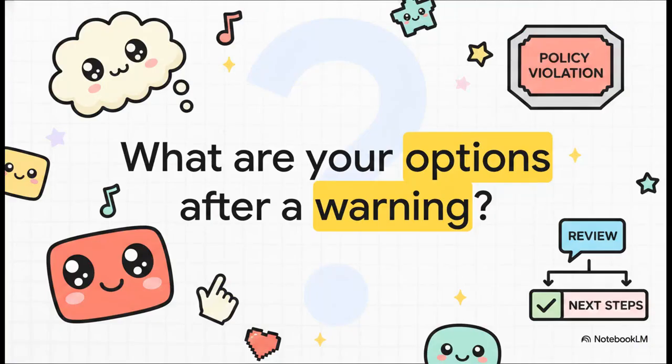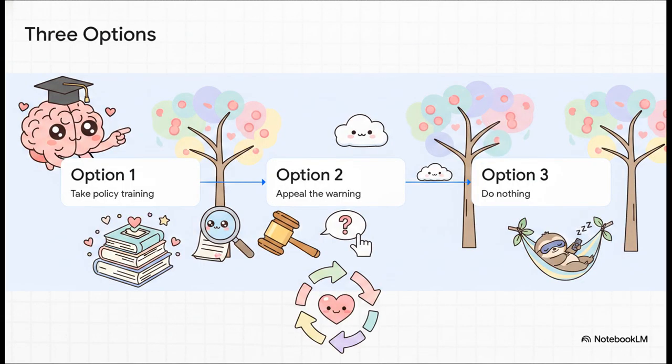Section 3, your 3 resolution options, mapping your path. Okay, so you've got that initial warning. What now? Once you review the alert to figure out exactly which rule you tripped up on, YouTube doesn't just leave you in the dark. You are immediately presented with a really clear set of actionable paths. Let's build a mental flowchart of those choices right now. Branching off from the warning, you've got 3 distinct options. Option 1, take a specific policy training course. Option 2, appeal the warning if you are absolutely sure YouTube made a mistake. Or Option 3, you can literally just do nothing.